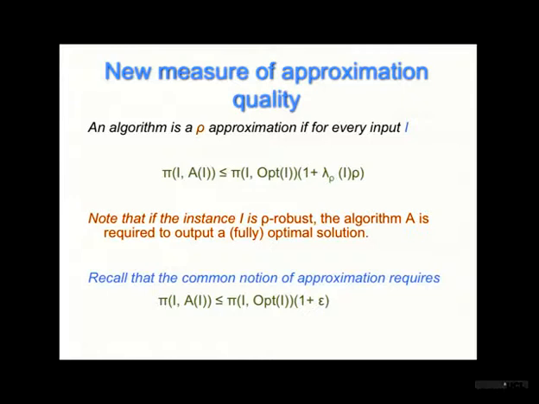But here it's multiplied by this Lipschitz condition. Which means if the data is very robust, this Lipschitz condition is going to be 0.